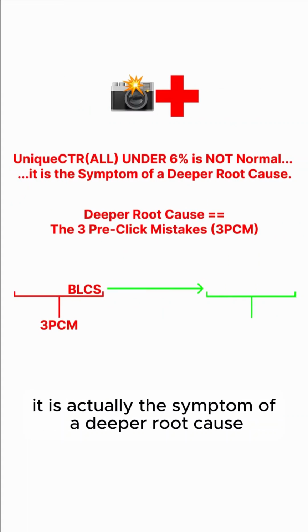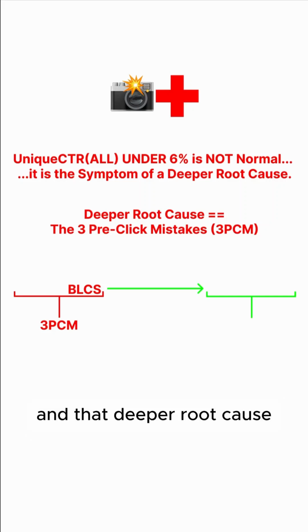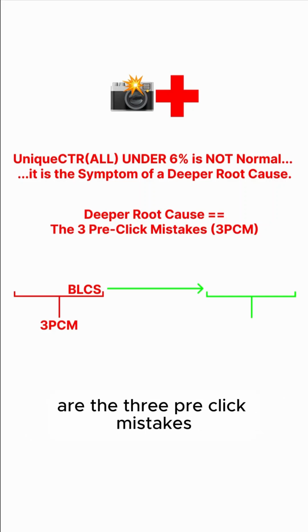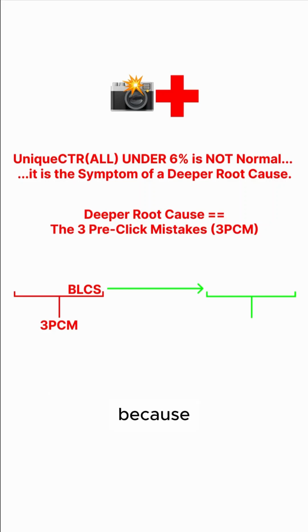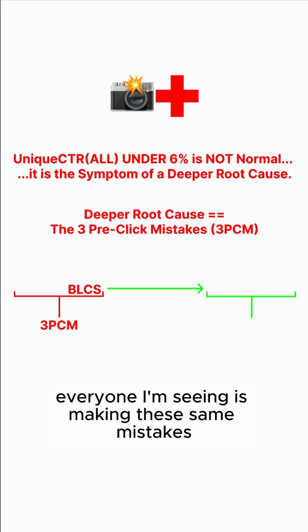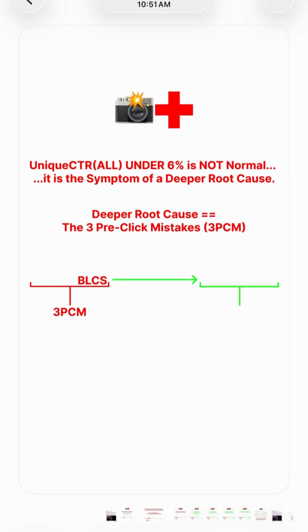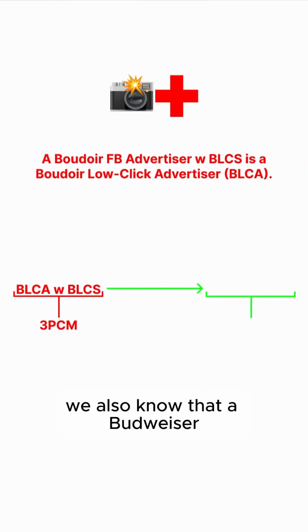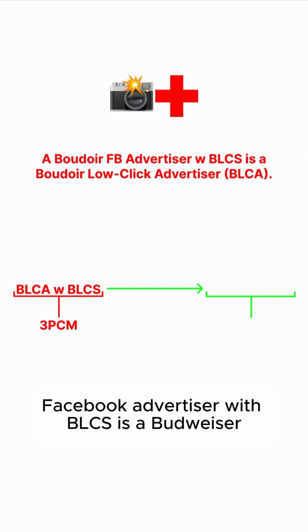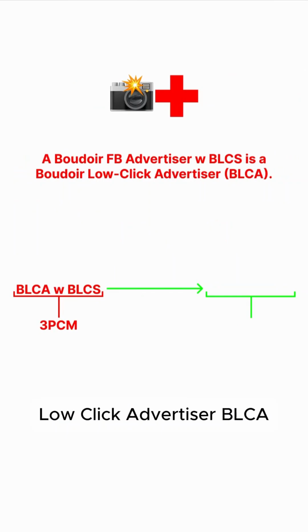It is actually the symptom of a deeper root cause. And that deeper root cause is the 3 pre-click mistakes. Now, this is super common. Unique CTR under 6% is because everyone I'm seeing is making these same mistakes, but nobody knows that they're making the mistakes. We also know that a Boudoir Facebook advertiser with BLCS is a Boudoir low-click advertiser, BLCA.